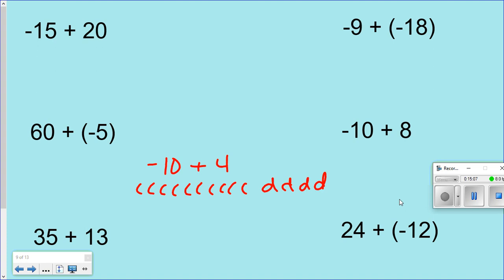Let's go to the top here. -9 plus -18. If you don't remember, it's like all cats or all reds on your desk. What do you think? What do you got? Ella? -27. -10 plus 8. That's like 10 cats in here and 8 dogs. You can make 8 zero pairs. What do you got left over, Haley? -2.